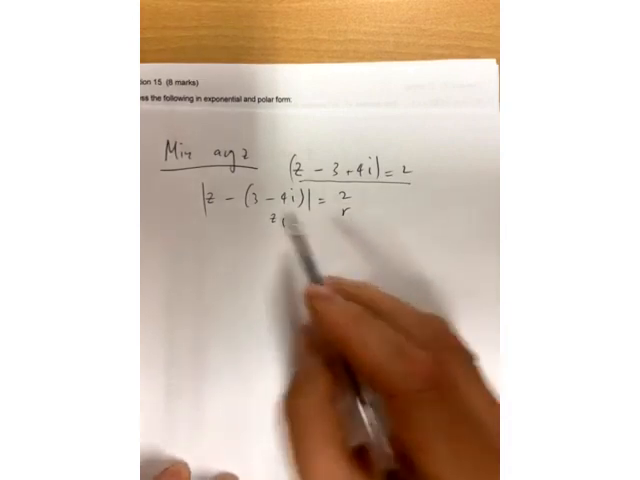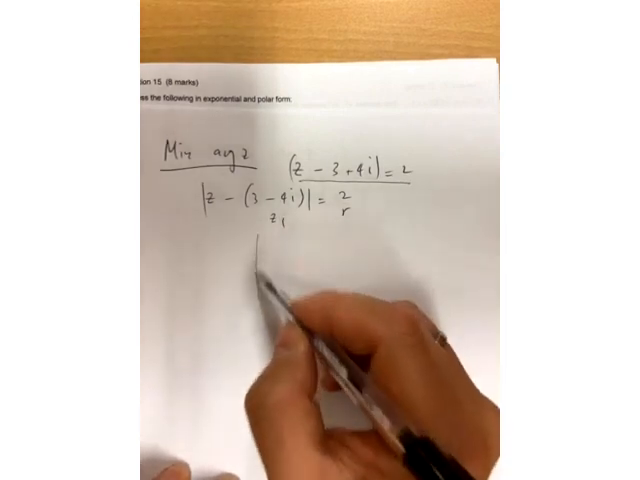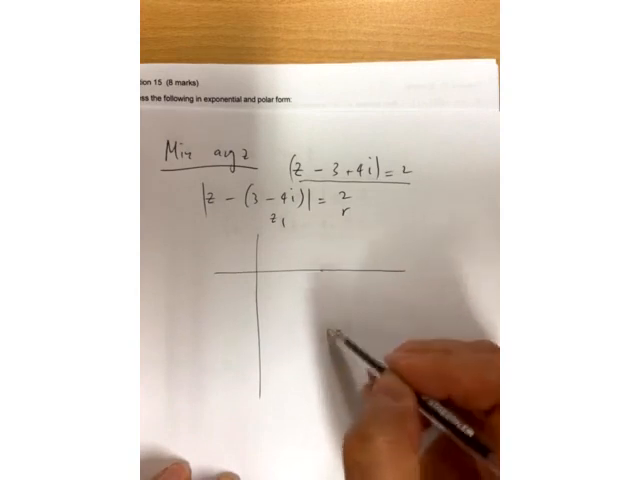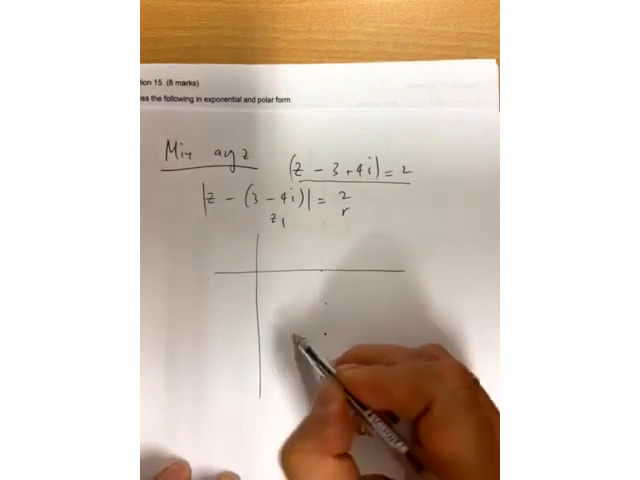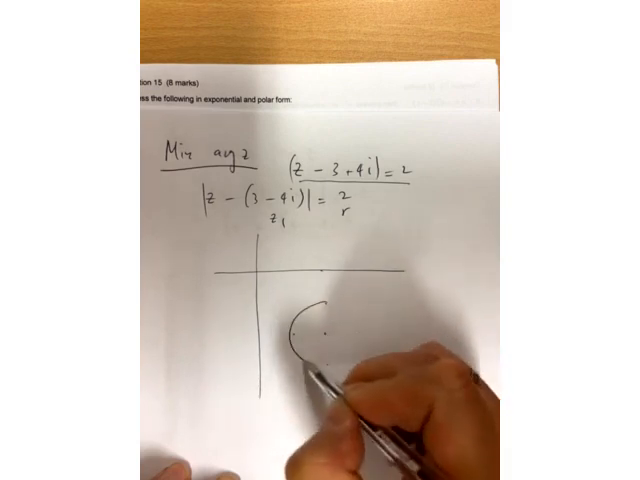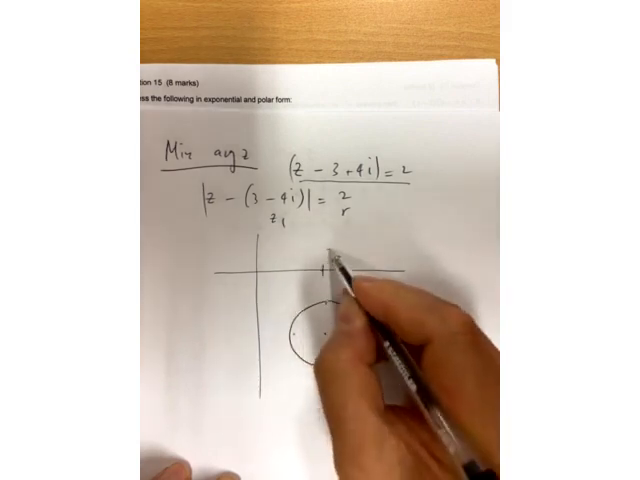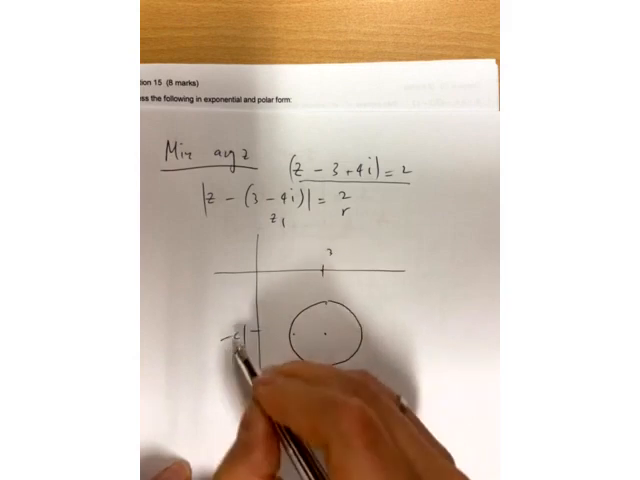So the circle here has its center at 3 − 4i. So you go 3, minus 4. 3 minus 4 is here. So you go 2 up, 2 down, 2 across to the left, 2 across to the right. I know it's not to scale, but that'll do. So that's 3, that's minus 4.